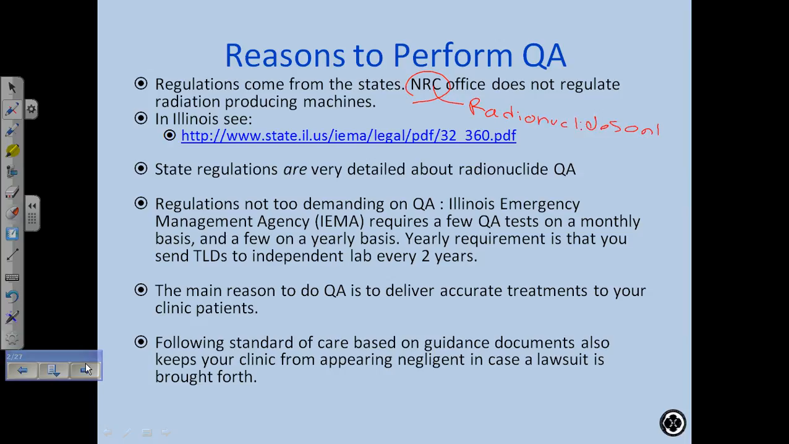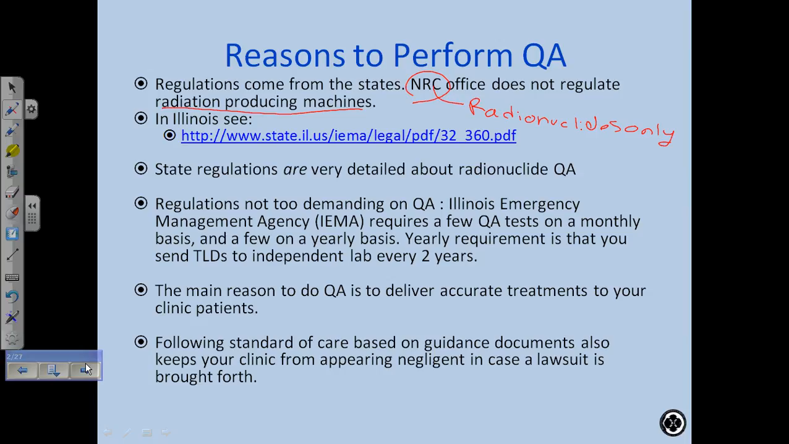So an agreement state is a state that takes on the responsibility of both radiation-producing equipment and radionuclides. Illinois is such a state. So the regulations in Illinois will regulate both radionuclides and radiation-producing machines, and we have to conform with all the regulations of the state. We don't go to the NRC to look at regulations.